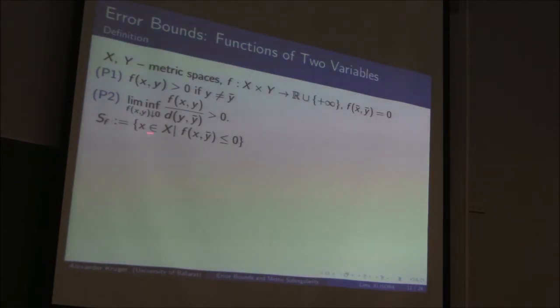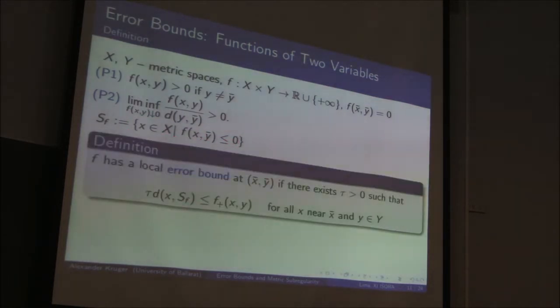And we are again looking for solutions to this inequality, and we are looking also for estimates of this kind. And this is an extension. F has a local error bound property at this point if there exists a constant tau such that this inequality holds. And now look, I require this inequality to hold locally with respect to x, but globally with respect to y.